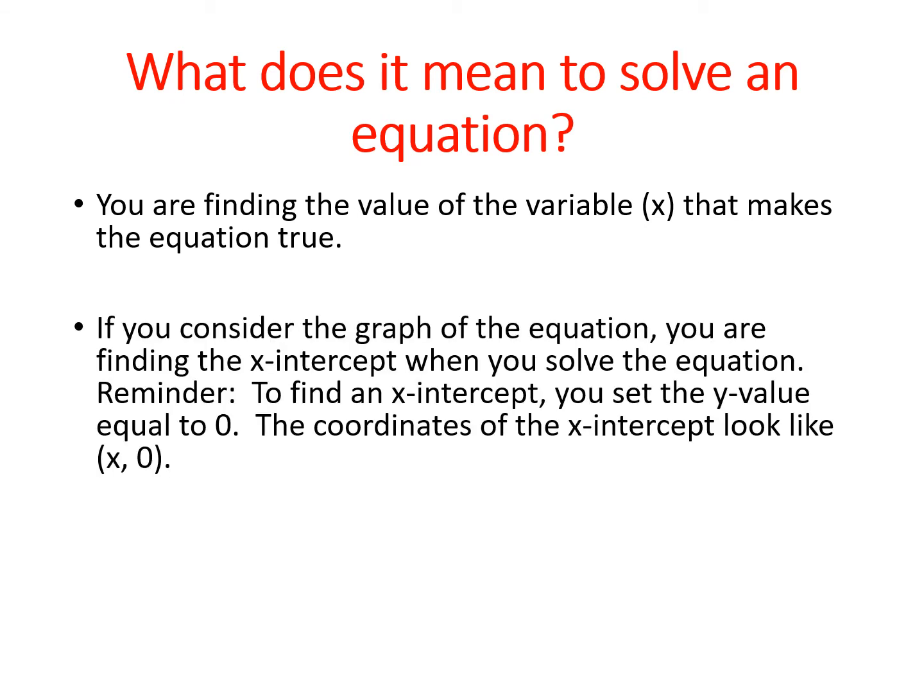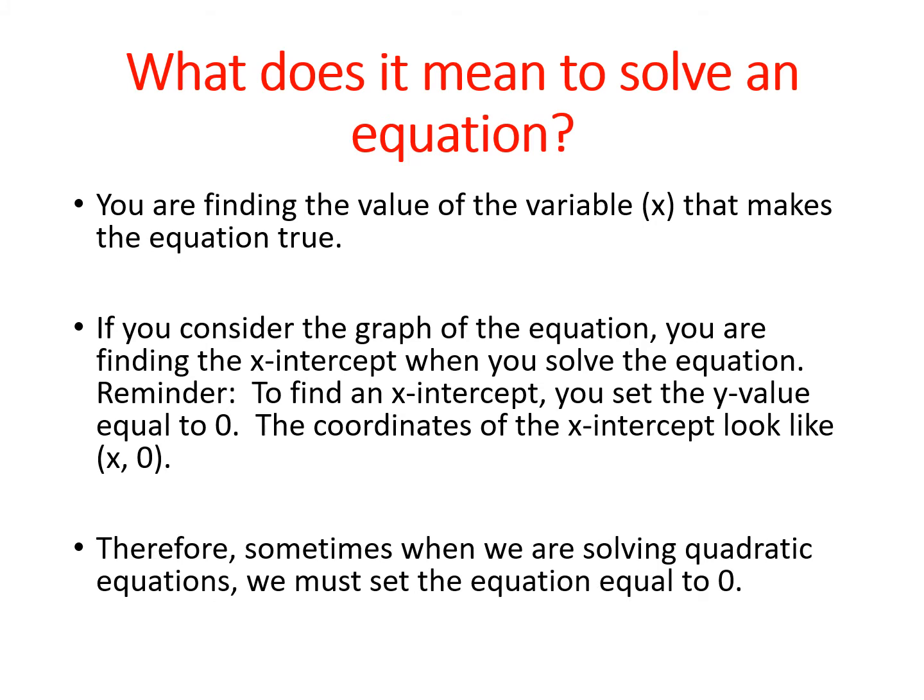If we think about this graphically, when we solve, we're actually finding the x-intercept. And just a reminder, the way we find an x-intercept is we let the y value equal 0. So we're plugging in 0 for y. And so the coordinates of our x-intercept, again more review, look like x comma 0. That's the ordered pair. Therefore, sometimes when we're solving equations, specifically quadratic equations, we have to set them equal to 0. So those are just some notes. You might want to jot a few of these down. That will help you in being successful in this lesson.